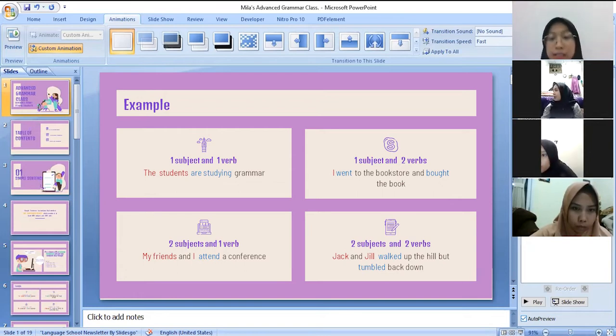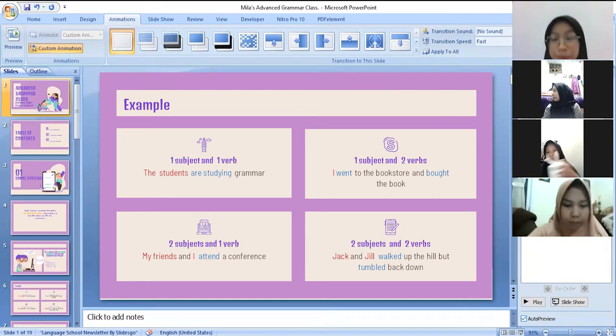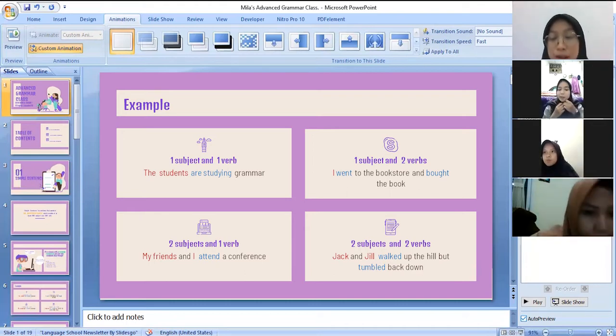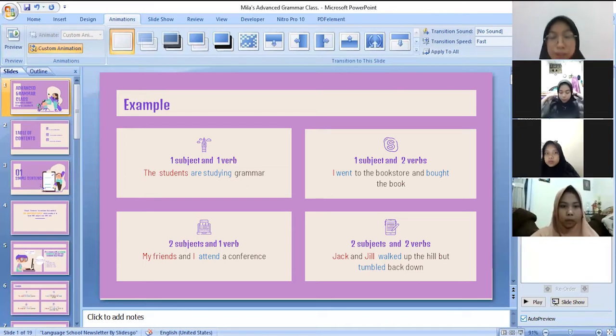Two subjects and one verb. My friends and I attend a conference. Two subjects are my friends and I, and the verb is attend. Two subjects and two verbs. Jack and Jill walked up the hill but tumbled back down. Two subjects are Jack and Jill, and two verbs are walked and tumbled. And these examples are categorized as simple sentences.